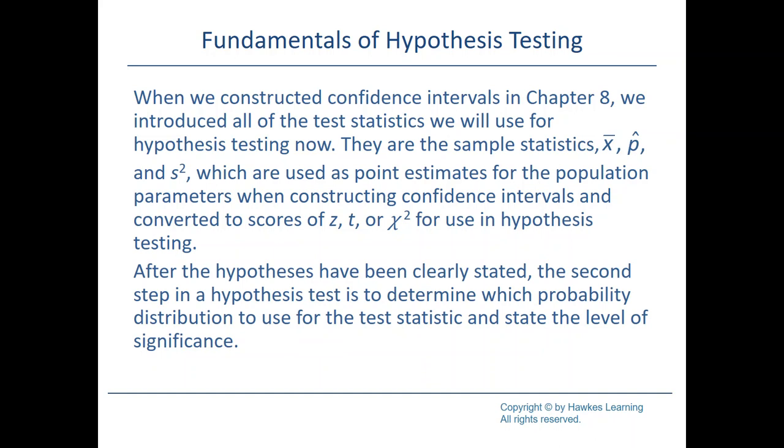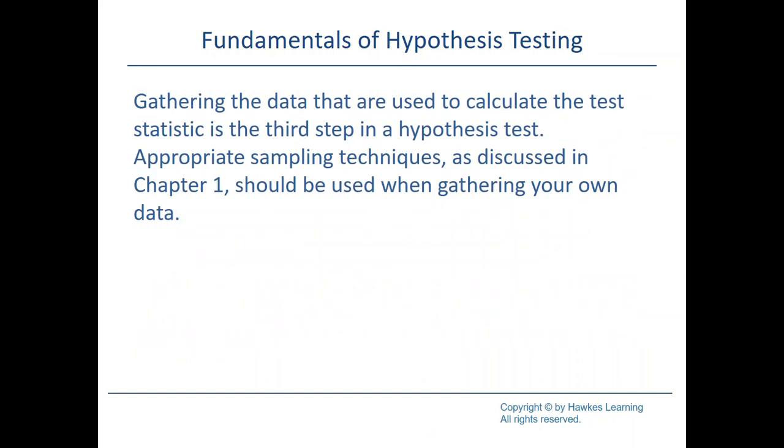Now, after the hypothesis has been clearly stated, the second step in hypothesis testing is that you determine what distribution, which tells you which test statistic. So is it a Z, a T, or a chi-squared? And you also have that level of significance, okay? Now, if you're going to do this by hand, that's where you're gathering your data used to calculate the test statistic in the third step of the hypothesis test.